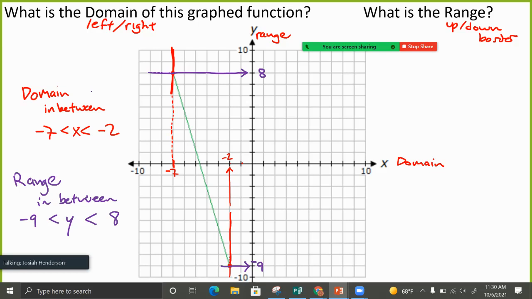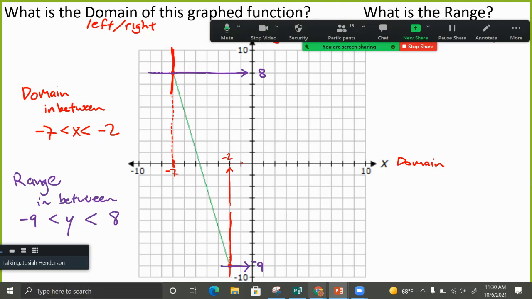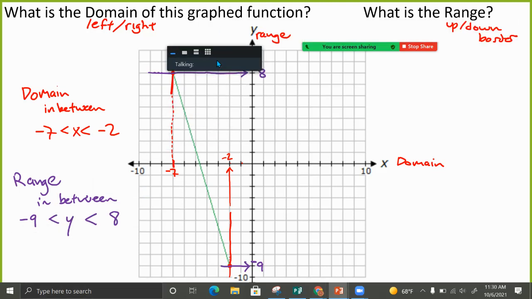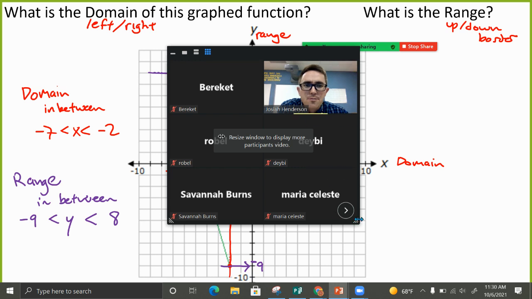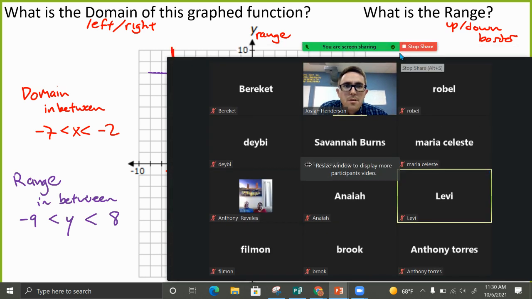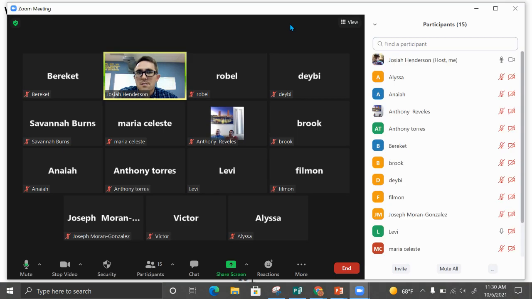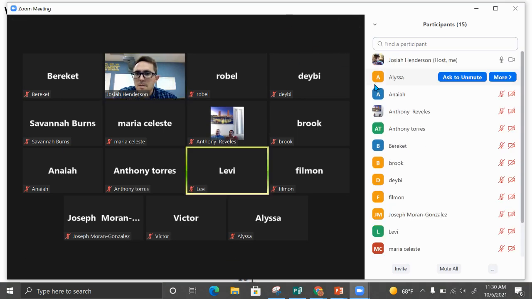Okay, and if no one wants to share, I want to see your thumbs. I want to see where you're feeling on this problem, finding domain and range of a graph. So please turn on your cameras for a moment and show me with your thumbs up or thumbs sideways or thumbs down for this last problem we just did.